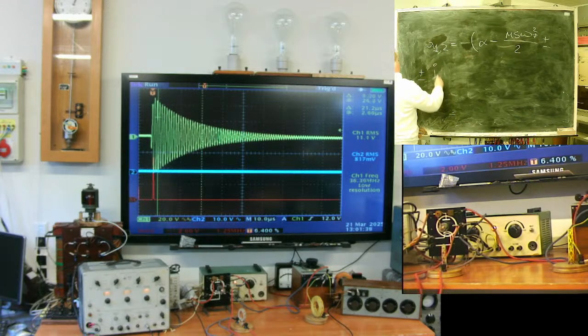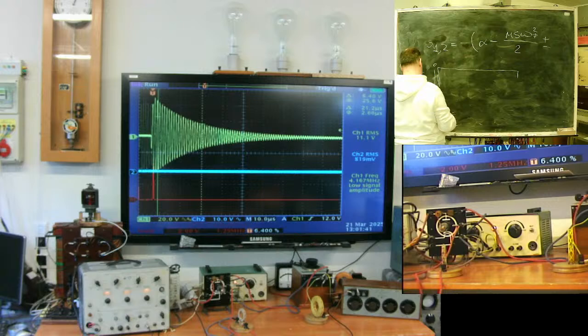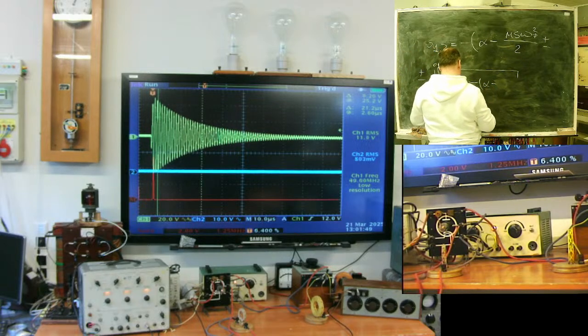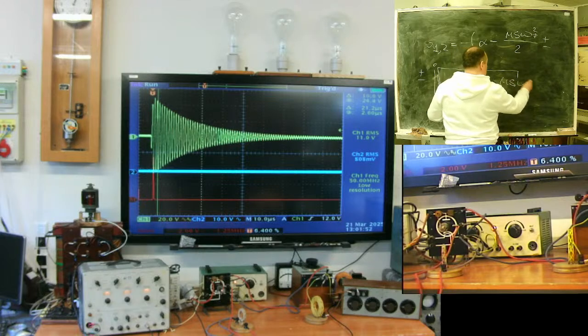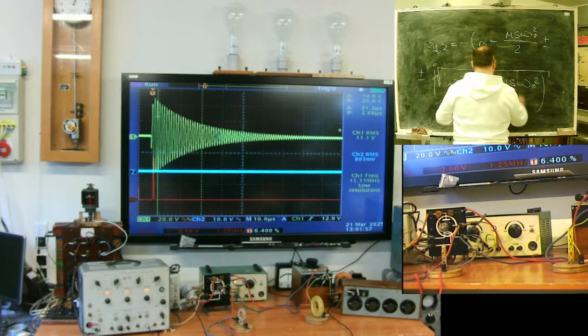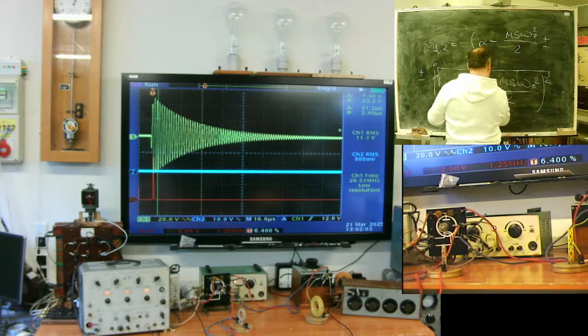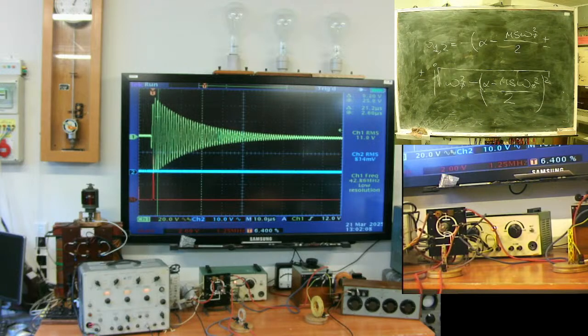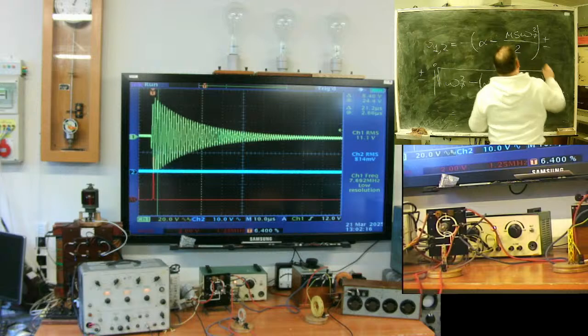the square root of omega 0 squared minus alpha minus ms omega 0 squared, divided by half. Something wrong? Yeah. Oh, now it's okay.